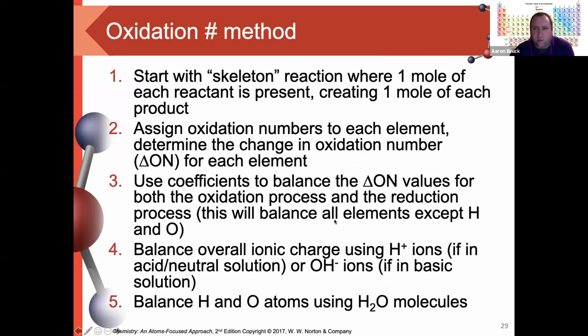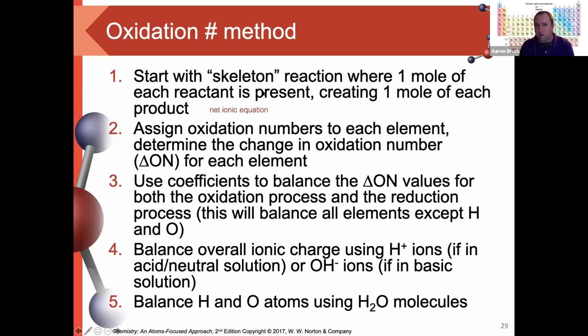From the methodology standpoint, what we're going to have is a skeleton reaction. Now, the skeleton reaction is going to be a net ionic equation, where we start with 1 mole of each reactant that's relevant and 1 mole of each product that's relevant. So we saw examples of that in the previous couple of problems, where we had copper metal and copper ion, zinc metal and zinc ion, and we didn't concern ourselves with what those spectator ions were.